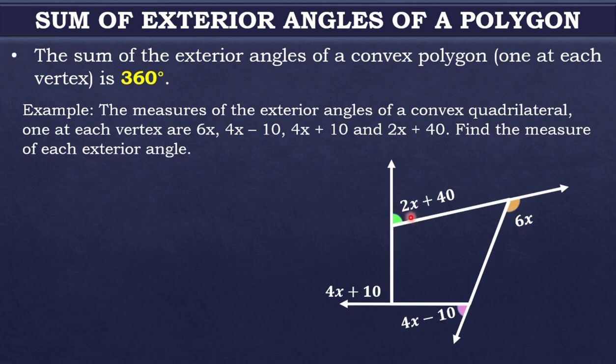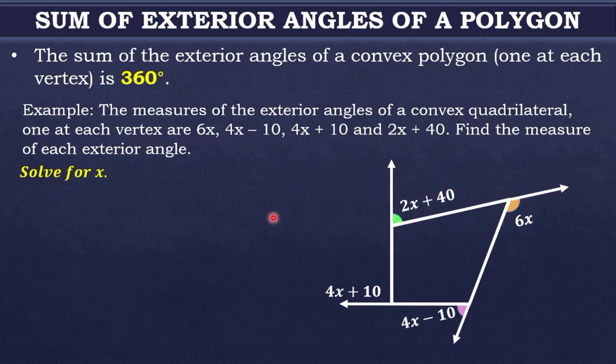So, sa given natin na convex quadrilateral, yung 6x natin is one of the measures of the exterior angle, 4x minus 10, 4x plus 10, and 2x plus 40. So, meron po tayong binigay na measures ng mga exterior angles natin. Ang tinatanong, find the measure of each exterior angle. So, kung pinapakuha, ano ang measure nitong mga angles na to? So, paano natin gagawin yan? Of course, we will solve for x. Pag nakuha natin yung value ni x, isa-substitute lang po natin yan dito. Therefore, we can get the measure of the exterior angle.